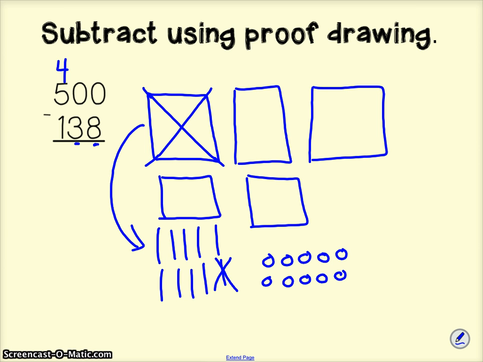So if I look at this, I still have 500. I have 100, 200, 300, 400, 410, 420, 430, 440, 450, 460, 470, 480, 490, 491, 492, and so on up to 500. There's still 500 there. It's just represented in a different way. Now I'm able to subtract.